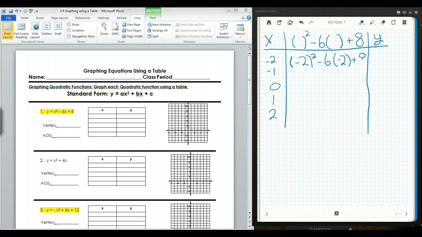I'm going to square the negative 2, multiply negative 6 times negative 2 and add 8. I'm going to repeat that process for negative 1, plugging negative 1 in both locations. I'm going to just basically tell you you're going to continue to do this process all the way down just like we did it in class.